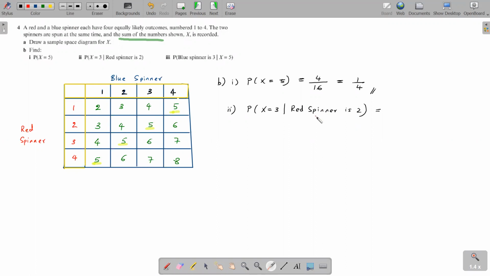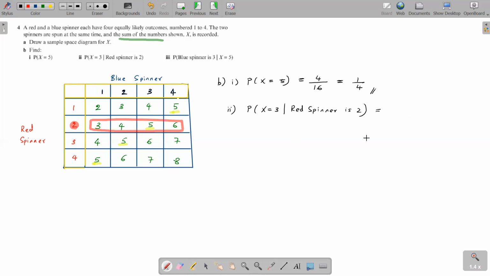So the red spinner is 2, which means that's what you're going to be considering as the full set now. I think you can see red spinner is 2 is this one, so I'm only considering this row. I can't go with everyone now. So the probability that the red spinner is 2. You can see red spinner is 2.